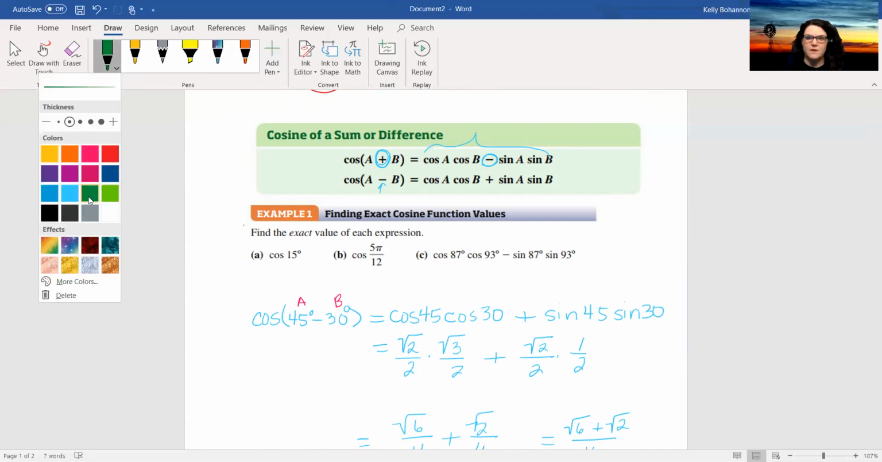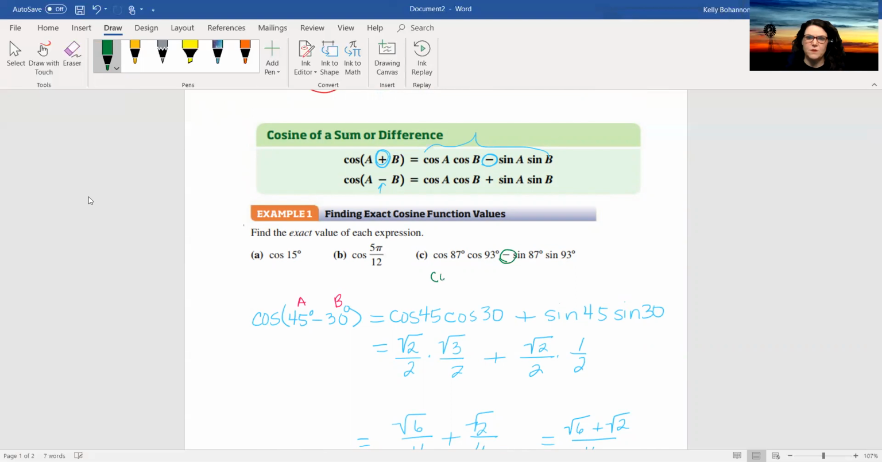All right, so in this case, they've written it out, but I can simplify this, and it's a minus, which means I could rewrite this as cosine of 87 plus 93, which gives me cosine of 180 degrees. And if I look at the coordinate grid, that would be right here. And cosine is the x value, so it's going to equal -1, because the ordered pair here would be -1, 0. So that's it.